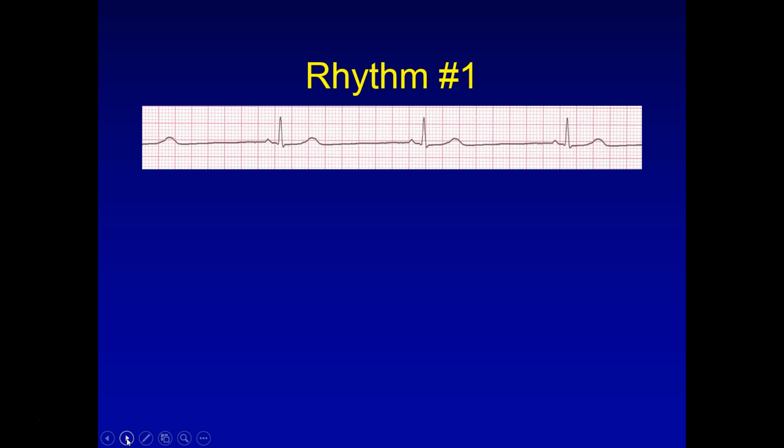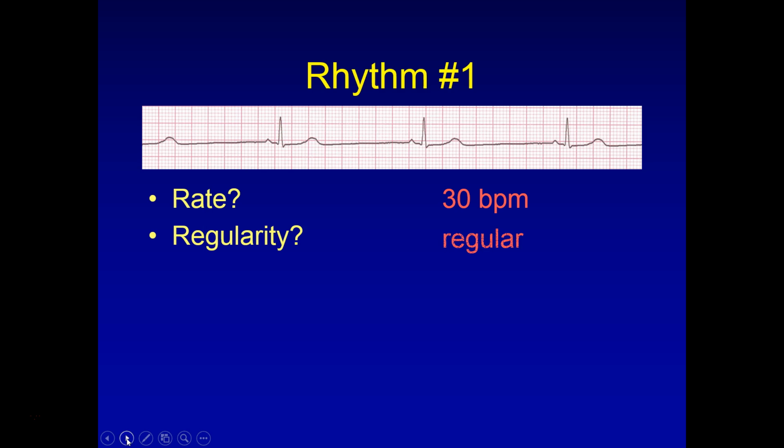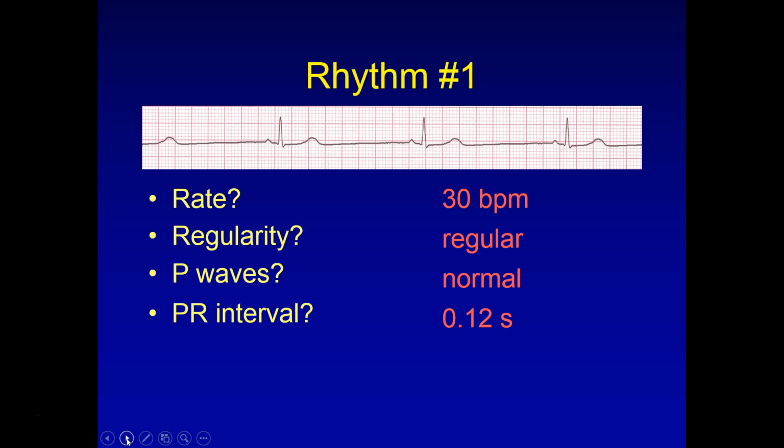Okay, take a look at this strip and let's go through our process. First thing I need to do is determine the rate. Okay, this is pretty simple. Got 30 beats per minute. Is it regular? It is regular. Do I have a P wave before every QRS and only one P wave before every QRS? I do, so that makes it normal. Is my PR interval normal? Yes. QRS duration normal? Yes.